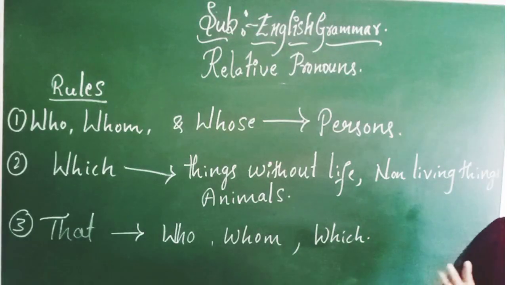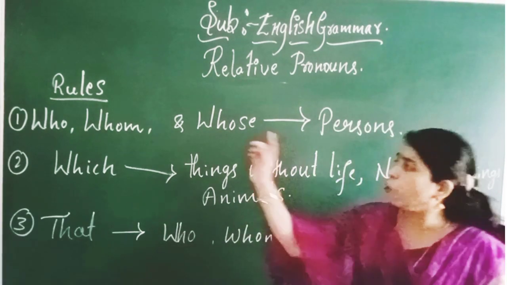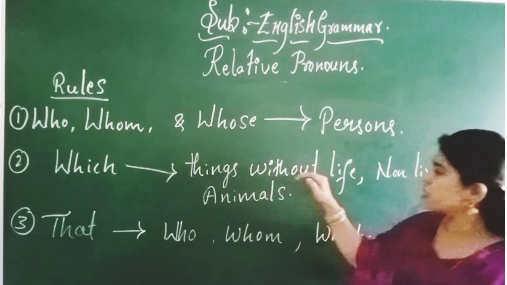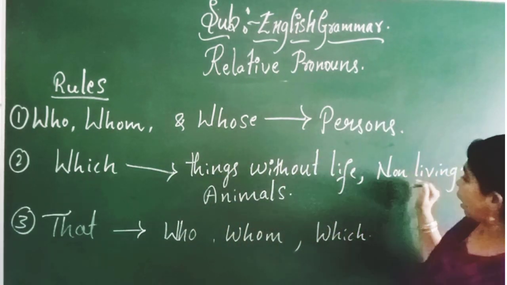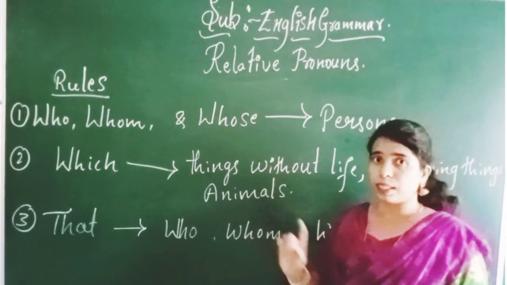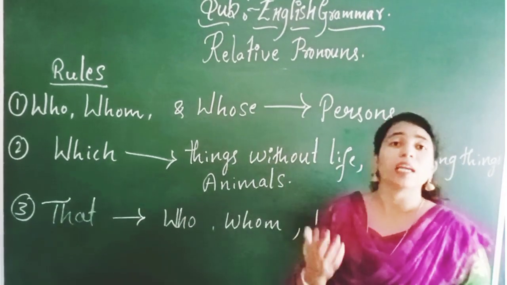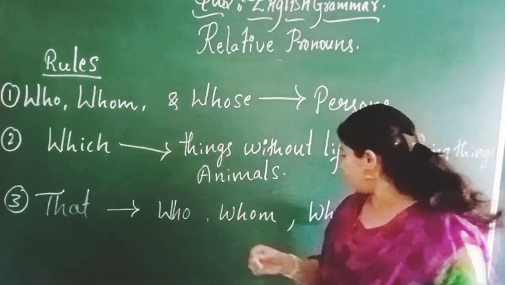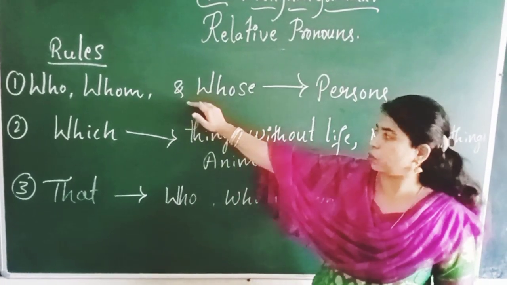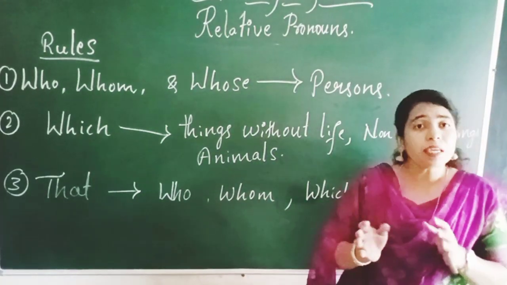So yes, my dear students, let us come to the rules of using relative pronouns. Who, whom, whose are used with persons. Which is used with things without life, non-living things, and animals. That is used particularly in the place of who, whom and whose. Okay, that can be used.